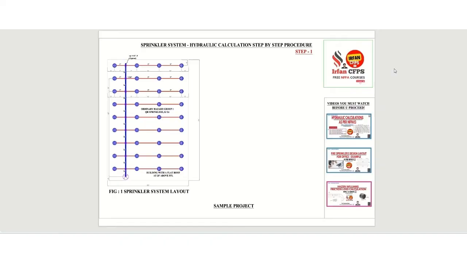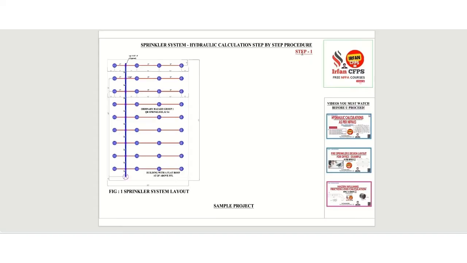Several people have requested me to upload a video on manual hydraulic calculations for the sprinkler systems. But the truth is, nowadays we use only software to perform the hydraulic calculations. However, by doing the manual calculations, we truly understand the concept of the sprinkler system and design. That's the reason in today's session, we shall consider a sample project to demonstrate how to manually perform the hydraulic calculations in accordance with NFPA 13 requirements.